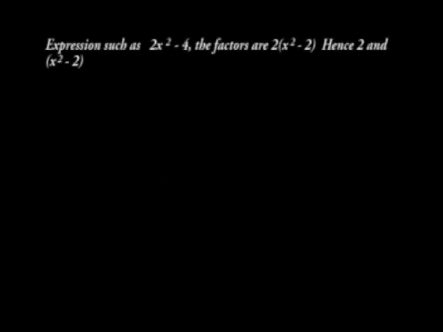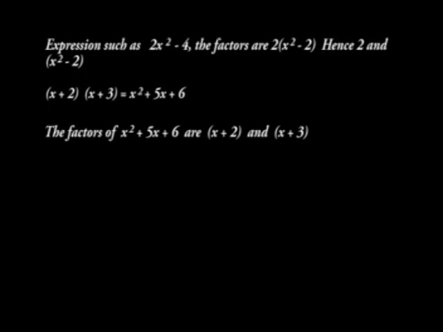Factorization of quadratic expressions. In an expression such as 2x squared minus 4, the factors are 2 into (x squared minus 2), hence 2 and (x squared minus 2) are the factors. So how then do you find the factors of a quadratic expression? (x + 2)(x + 3) is equal to x squared + 5x + 6. The factors of x squared + 5x + 6 are (x + 2) and (x + 3). Having the quadratic expression, we can find its factors.